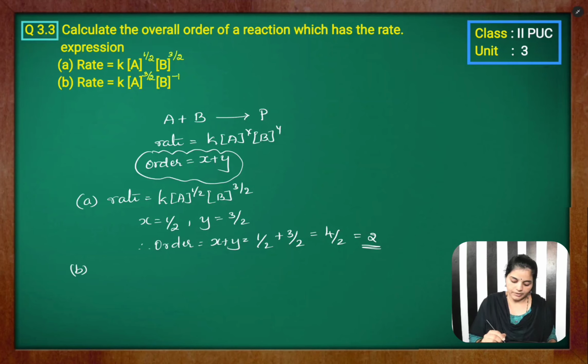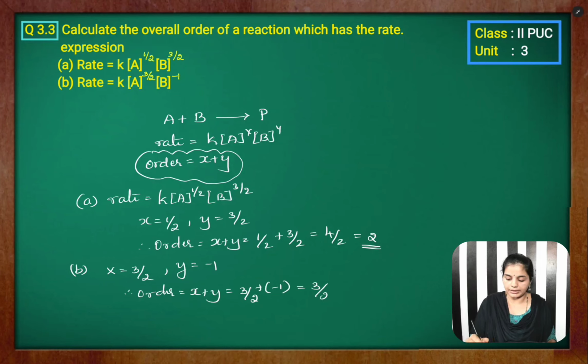Similarly for the second, we have X is equal to 3 by 2, Y is equal to minus 1, and therefore order is equal to X plus Y, and that is equal to 3 by 2 plus of minus 1, which is 3 by 2 minus 1, which is equal to 1 by 2 or 0.5. So order of reaction is half or 0.5.